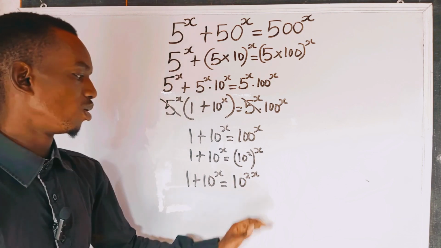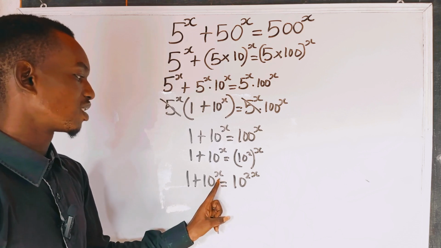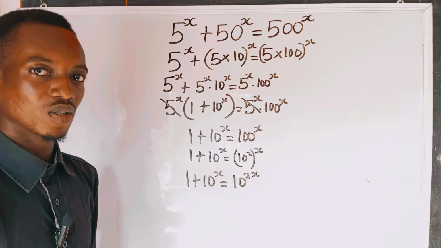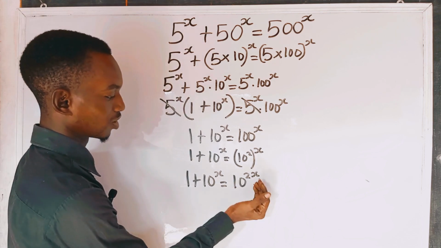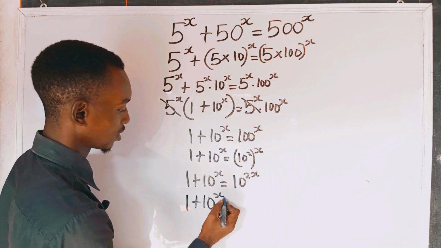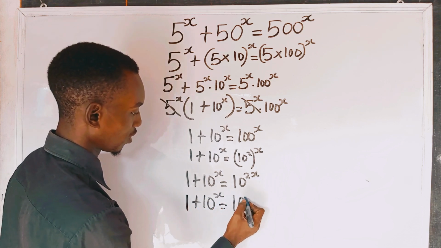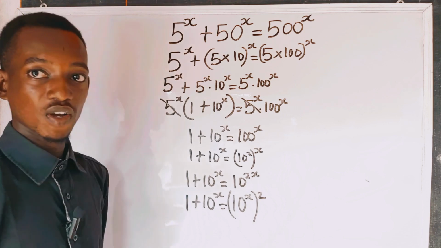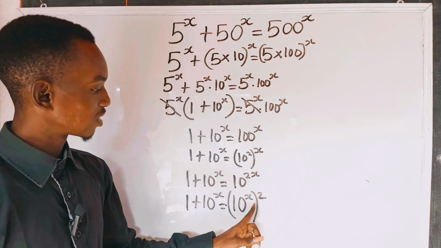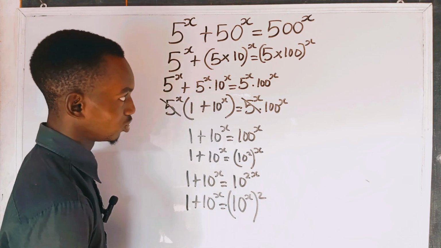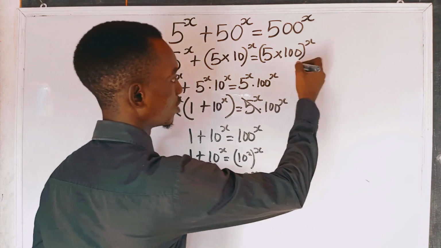Now, what can we do here? We have 10 to the power of x here. We also have 10 to the power of x here. So we can just use easy substitution. But before that, let us rewrite this as 1 plus 10 to the power of x equals 10 to the power of x, all to the power of 2. Don't forget, law of indices, x times 2 will still give me 2x. I haven't done anything wrong. So we can now substitute.